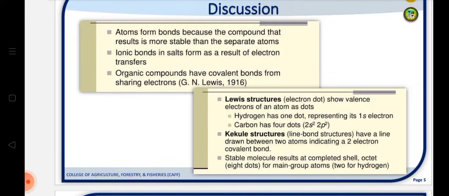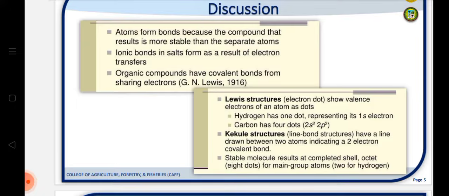Then we have the Lewis structure. Lewis structures are also called electron dot structures. They show the valence electrons as dots. For example, hydrogen has only one dot for its 1s electron, while carbon has 4 dots. Okay? And then we have Kekule structures or line bond structures. In line bond structures, a line between two atoms represents a two-electron covalent bond. So one line means two electrons forming a covalent bond. If you see three lines, that is 6 electrons in covalent bonds. Again, one line represents a 2-electron covalent bond.